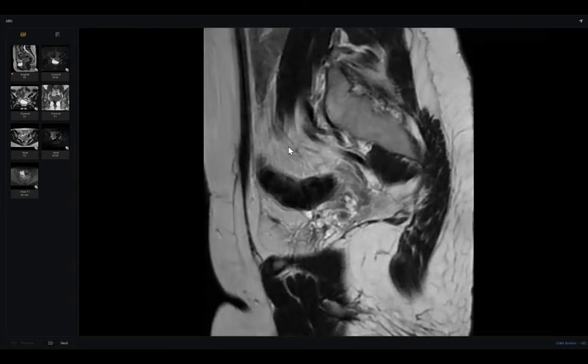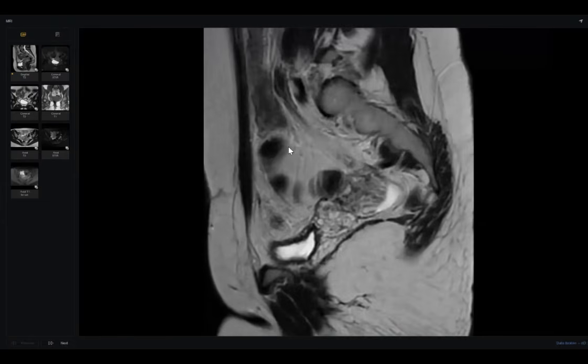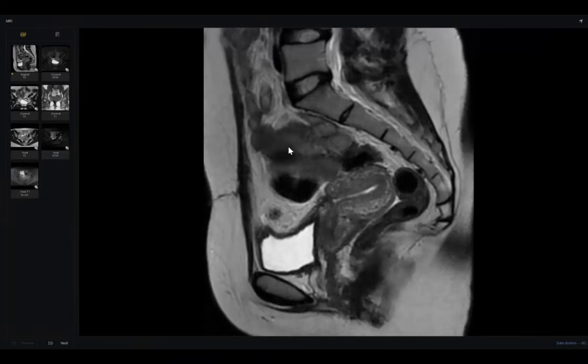Looking at the uterus, I noticed that the uterus is retroflexed. The endometrial stripe appears normal. The junctional zone is also not widened. The pouch of Douglas is also appearing normal. I'm not able to see any altered signal intensity areas in the anterior wall of the rectum.